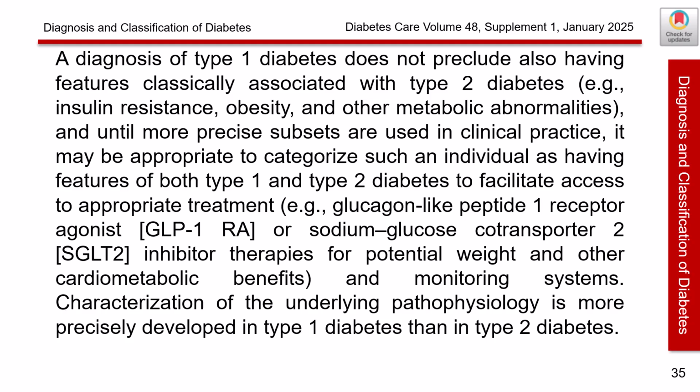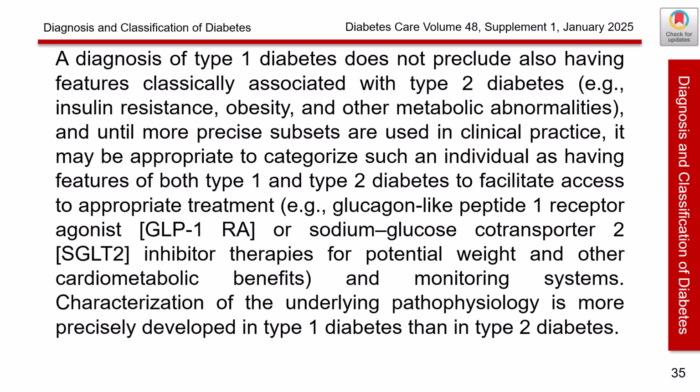A diagnosis of type 1 diabetes does not preclude also having features classically associated with type 2 diabetes, for example, insulin resistance, obesity, and other metabolic abnormalities. And until more precise subsets are used in clinical practice, it may be appropriate to categorize such an individual as having features of both type 1 and type 2 diabetes to facilitate access to appropriate treatment.